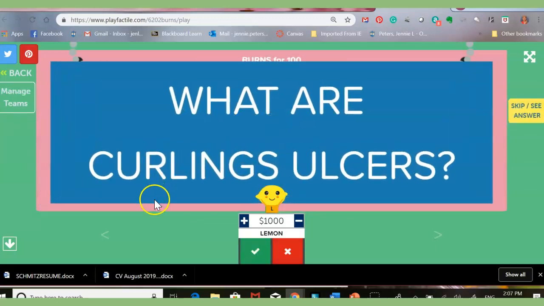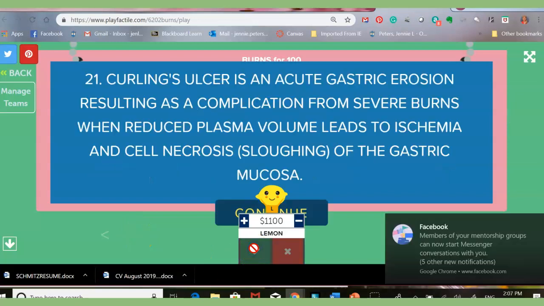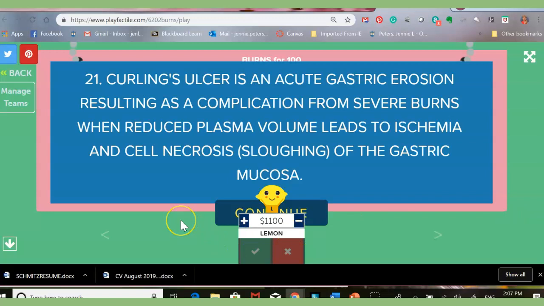Okay, great. So let's talk about Curling's ulcers here. What are Curling's ulcers? This is specifically for burns. So it's a gastric erosion. It's acute. It's a complication from severe burns. So what happens is you have a reduced plasma volume. If you have a reduced plasma volume, it can lead to ischemia and cell necrosis. So it sloughs the gastric mucosa. So it starts eroding away.